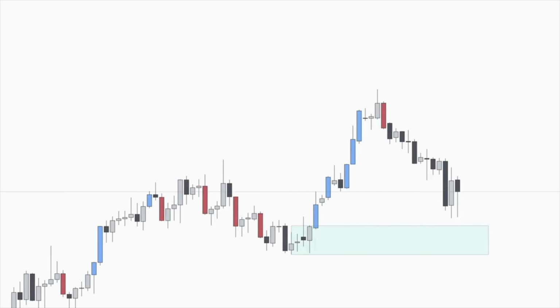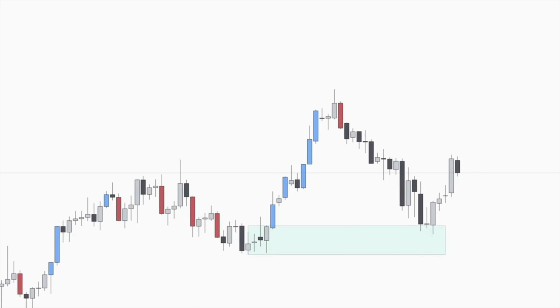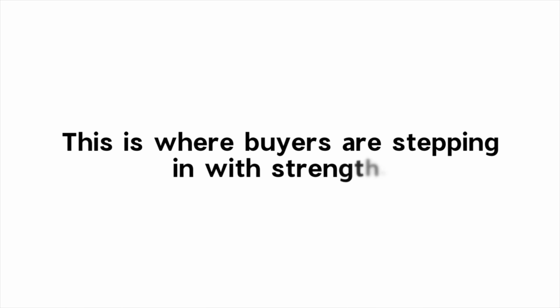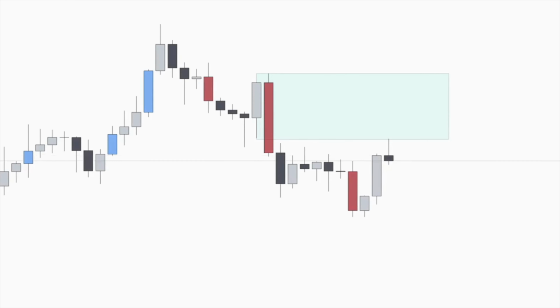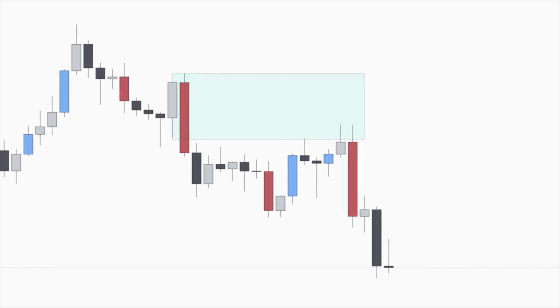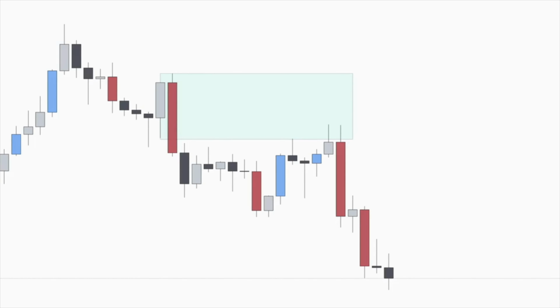For example, take a look at this demand zone. Price touches this level and shoots upwards. This is where buyers are stepping in with strength. On the other hand, here's a supply zone. Notice how price hits this level and drops quickly. This is where sellers are controlling the market.